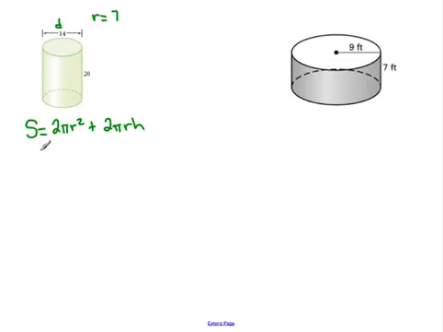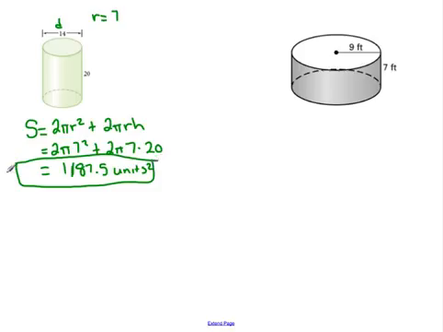And then I just start substituting numbers. So that's 2 pi 7 squared plus 2 pi 7 times our height, which is 20. We put this in our calculators, and those would be square units. So 1170.5 square units. That's our surface area.